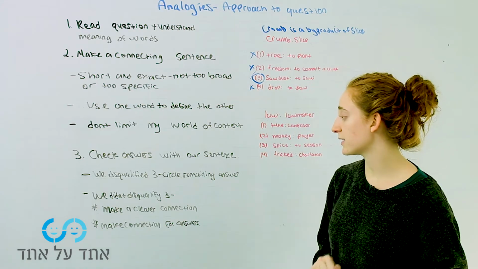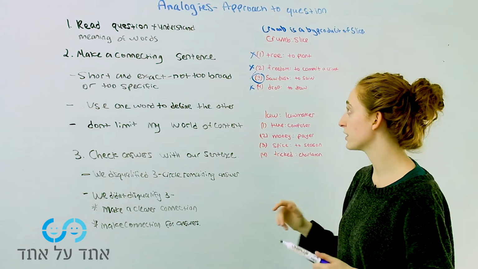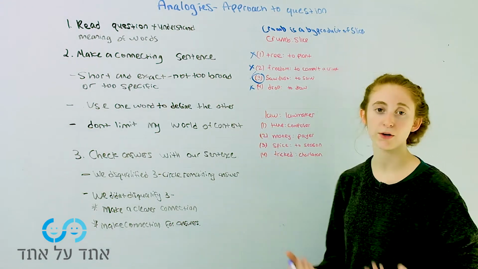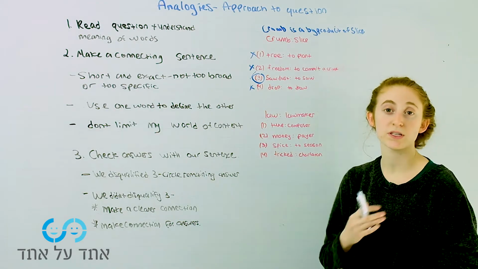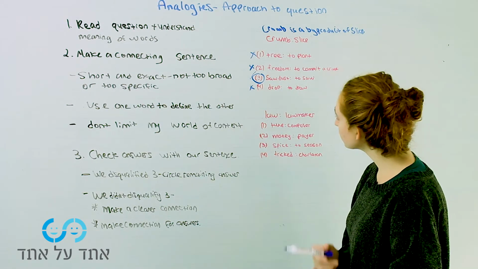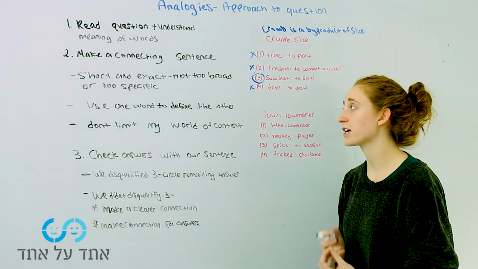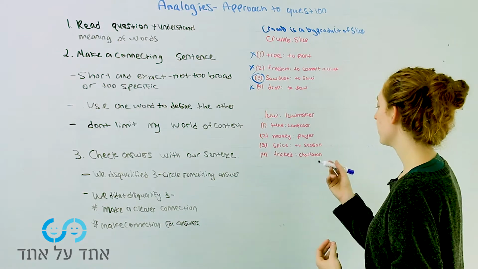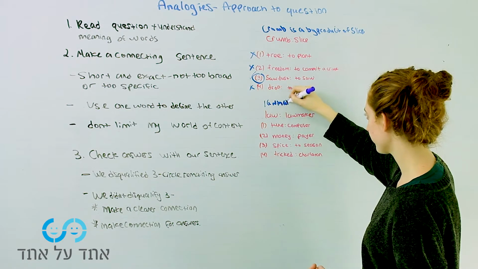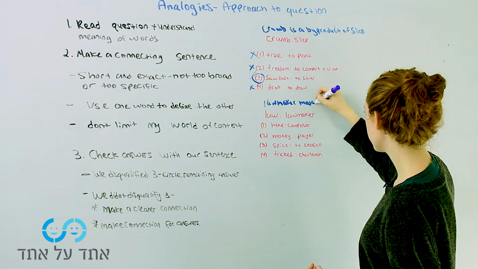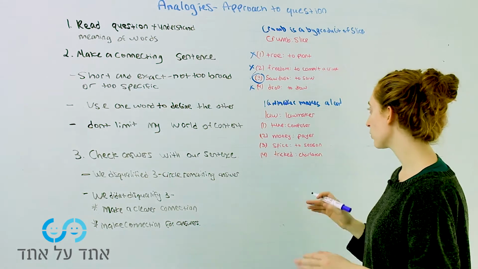Now we're going to go on to the second example. Let's make some sort of connection. First, I want to read the questions and understand the meaning of the words. So law, I know what a law is. A rule. A lawmaker is the person that makes the rule. Okay, so I understand the meaning of the words. And the next thing now that I understood is I want to make a connecting sentence. So I'll say that the lawmaker makes a law. Actually, that's a pretty good sentence. So lawmaker makes a law.